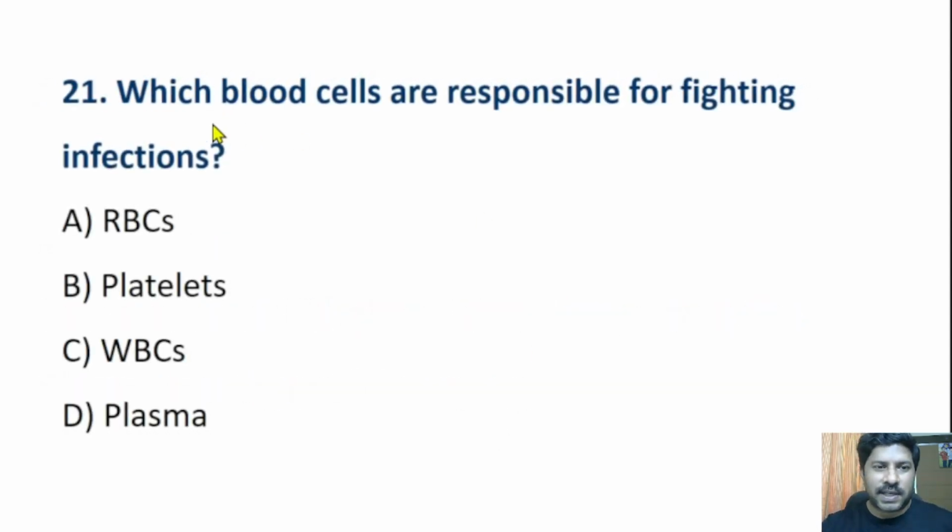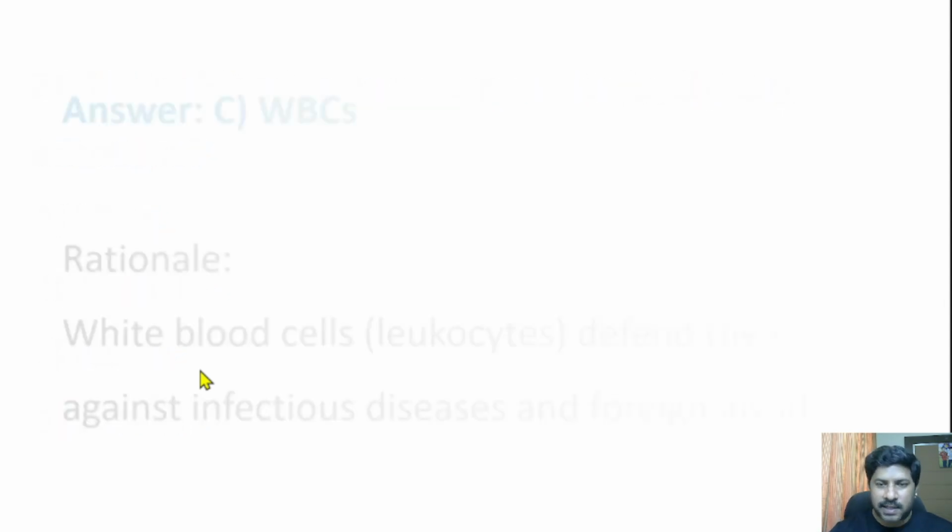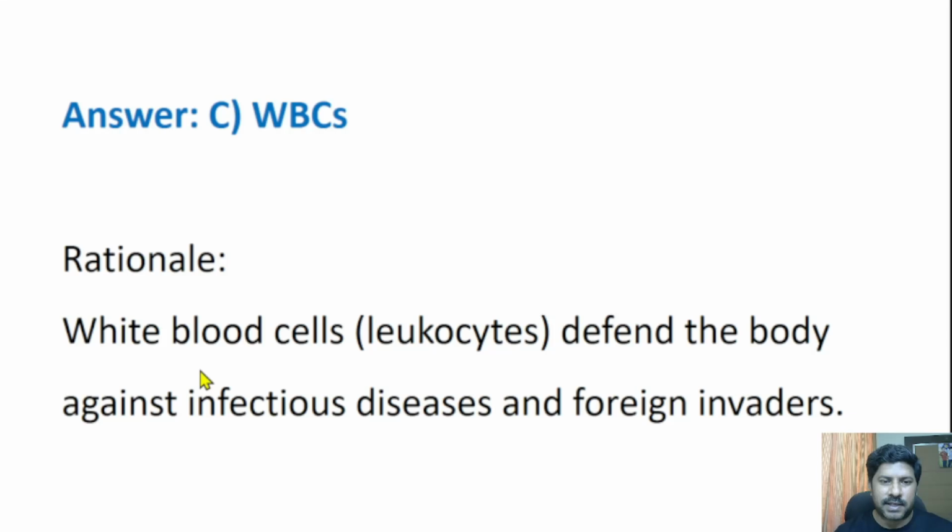So 21st question, which blood cells are responsible for fighting infections? RBCs, platelets, WBCs, plasma. Fighting infections is mainly done by WBCs, that is white blood cells. White blood cells, another question will come, another name of white blood cells, that is leukocytes. The other name of white blood cells, leukocytes, defend the body against infectious diseases and foreign invaders.